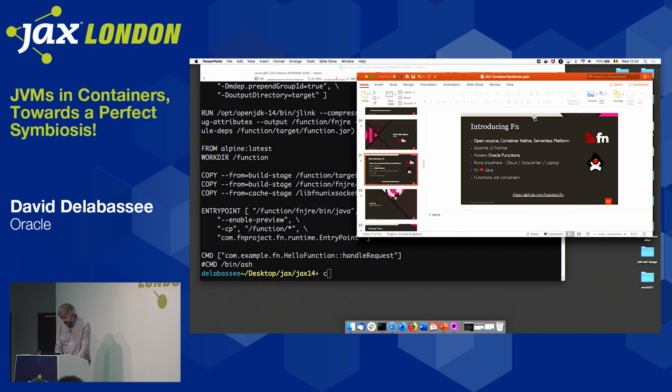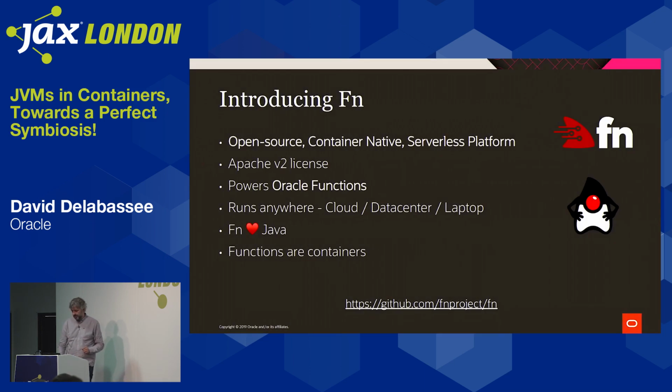So basically, you see that by using jlink, in this case with fn, with Alpine, we can greatly reduce the layer size of our containers. That's something that we can easily do.